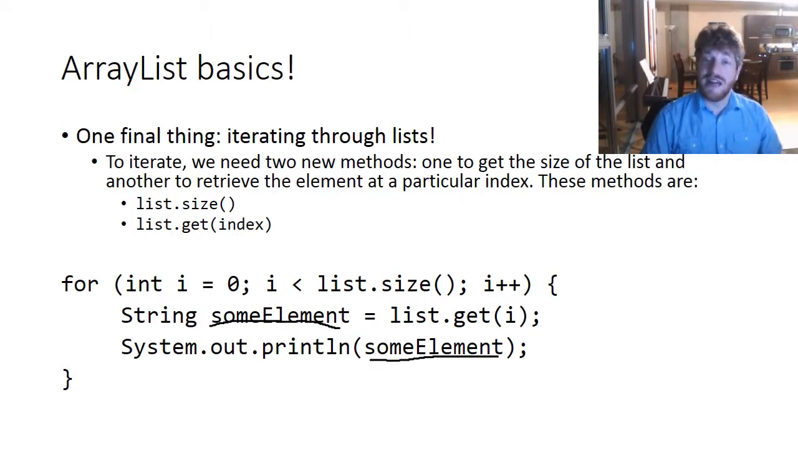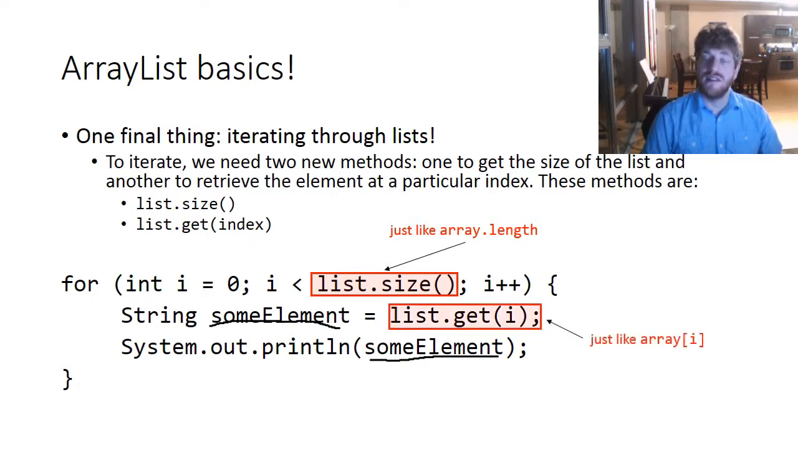Now this looks a lot like how we iterated through arrays. In fact, it's extremely similar. This is just like array.length. It tells us how many things are currently in the array list, just like array.length told us how many things were in the array. List.get is just like calling array index i. We get the element at that particular index.